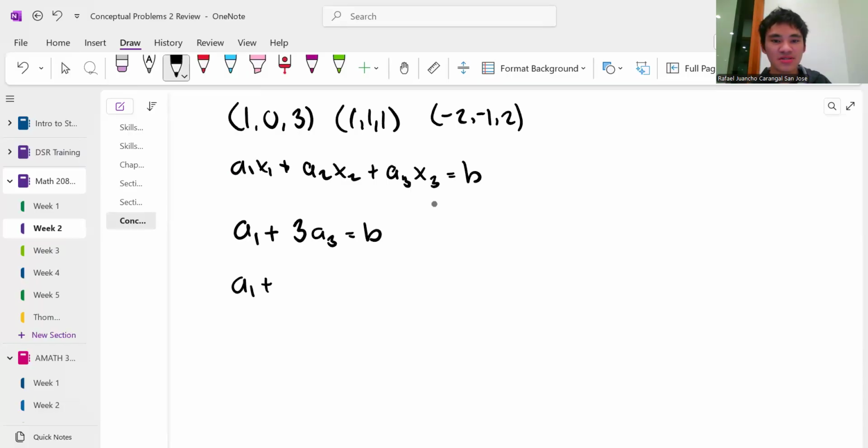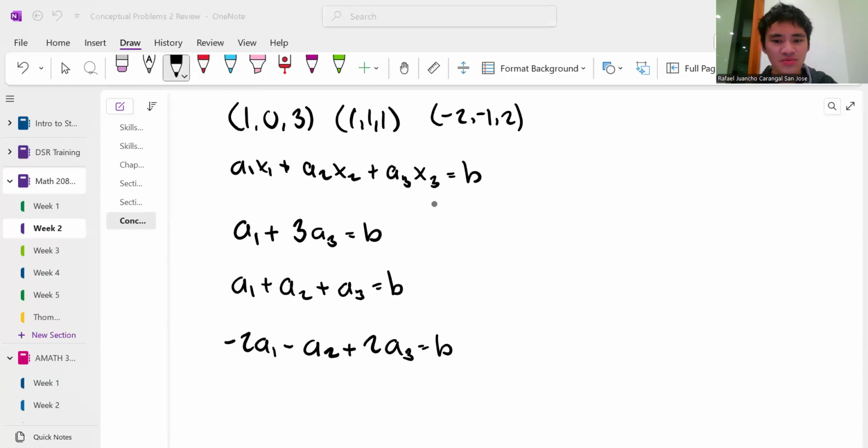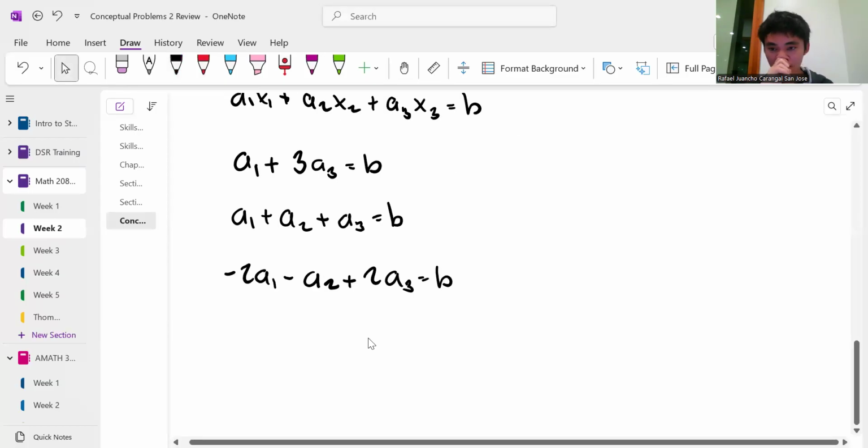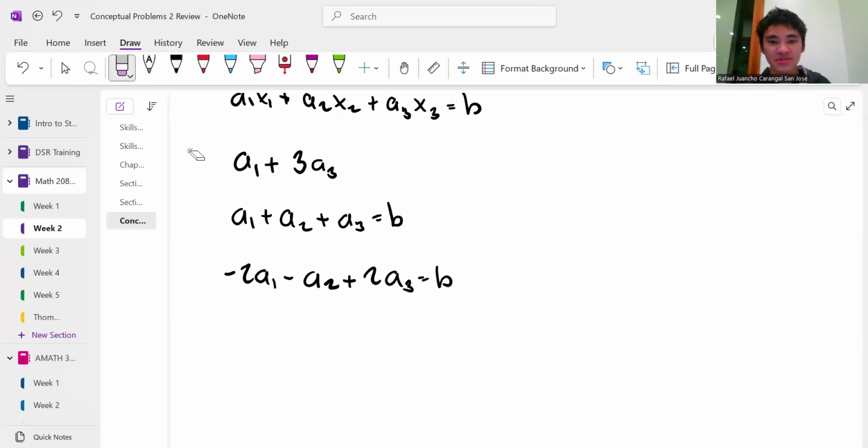And then we can do another one. A sub 1 plus a sub 2 plus a sub 3 is b. Then we can do another one. -2 a sub 1 minus a sub 2 plus 2 a sub 3 is b. And what do we notice when we were doing that? We can see that this is a system of linear equations. Now the way we can also write it like this.